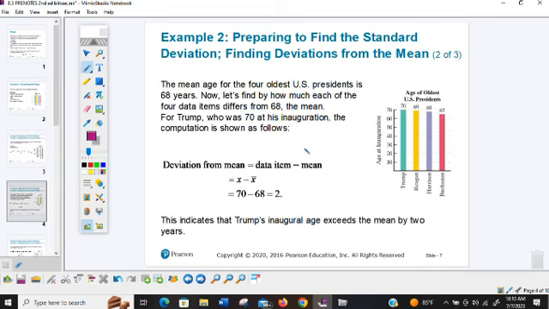Now, if we want to know deviations from the mean, okay, so they said the mean age of the 4 oldest U.S. presidents is 68. Now let's find how much each of the 4 data differs from 68. For Trump, we would use 70, his age at inauguration. You do 70 minus the mean. X bar, this symbol, is mean, okay? So you do 70, his age, minus the mean, and he varies 2 from the mean. It's positive 2, so he was 2 years above the average.